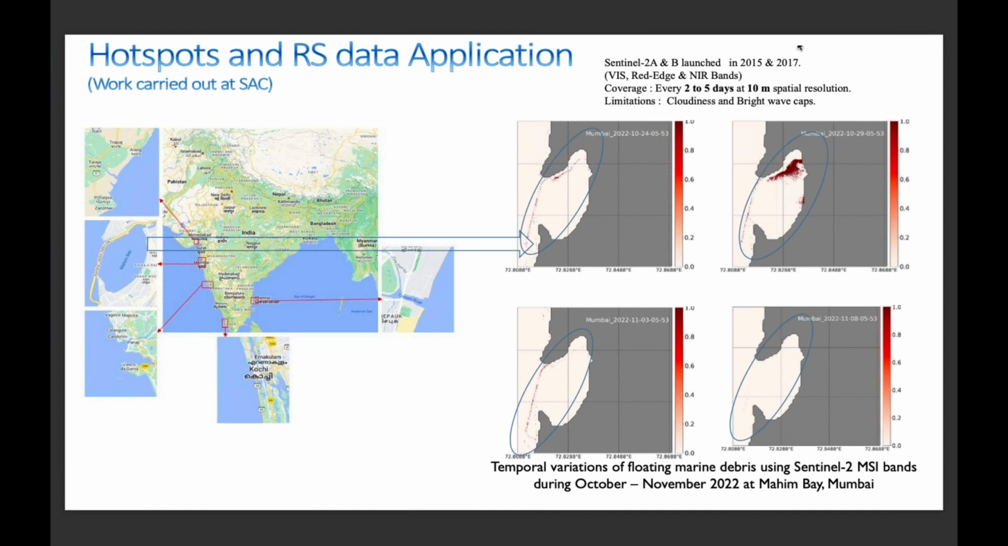So this is the beginning of remote sensing at SAC as far as plastic pollution identification is concerned, and I'm sure it is going to be a very large scale effort from our side in making use of remote sensing technology for studying and understanding the plastic pollution pathways as well as the identification. Next slide.